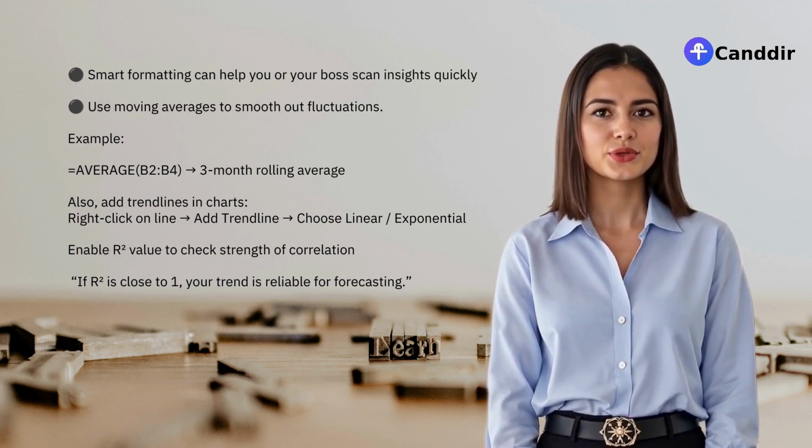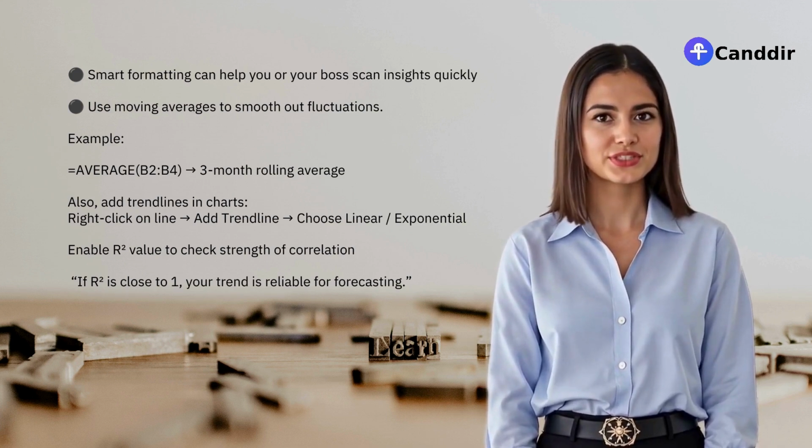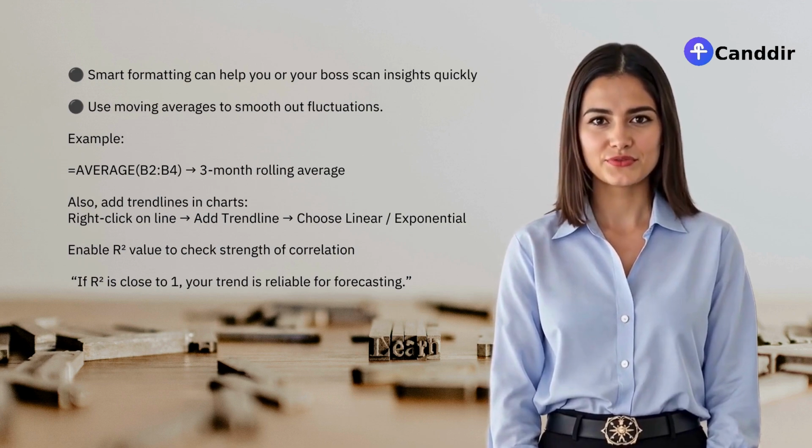Part 7. Using moving averages and trend lines. Sometimes data is noisy. Use moving averages to smooth out fluctuations.